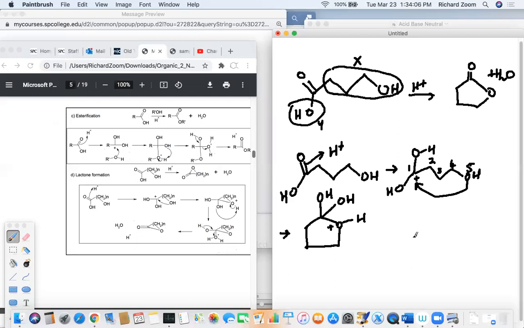Yes, Julie? Why is the O from the right-hand side attacking it and not the O from the left-hand side? Well, the O from the left-hand side is attached to the C with the plus already. It's the leaving group. It can't be doing the attacking.